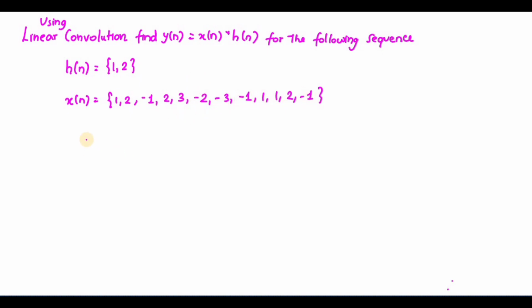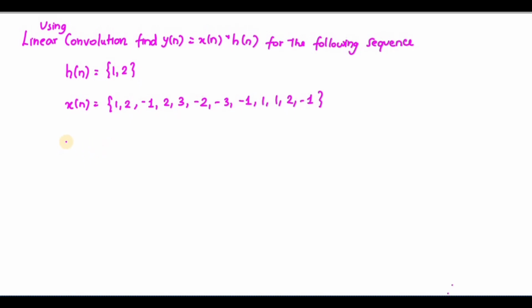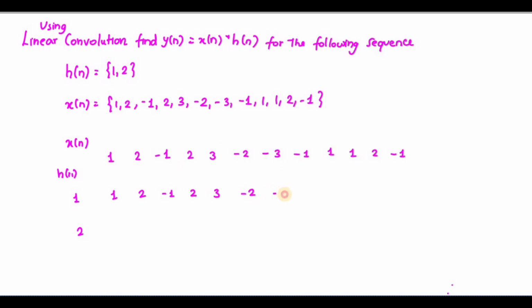So first you write the value of x of n like this. Okay, so this is my x of n: 1, 2, minus 1, 2, 3, minus 2, minus 3, minus 1, 1, 1, 2, and minus 1. And you can write the h of n value here, vertically 1 and 2. So you multiply 1 with 1, you will get 1. 1 with 2, you will get 2. Whatever you multiply with this 1, you will get the same thing, right? 2, 3, minus 2, minus 3, minus 1, 1, 1, 2, and minus 1.